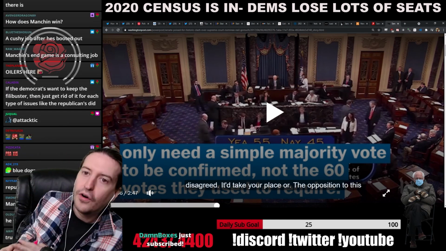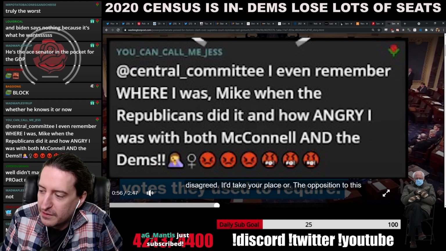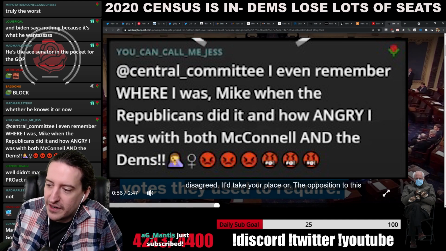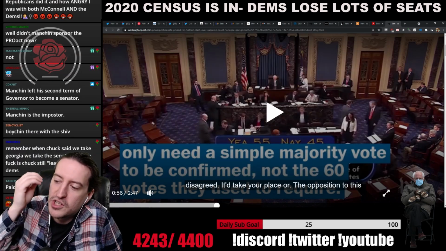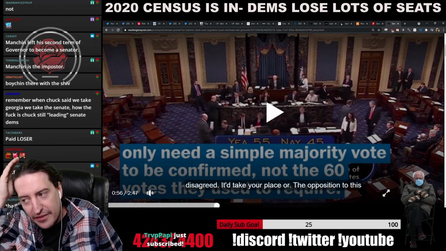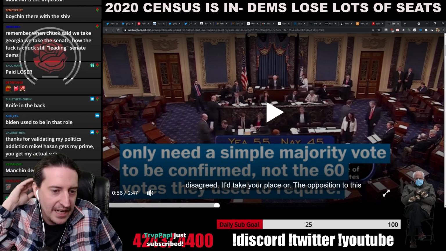That's his role. I even remember where I was, Mike, when the Republicans did it and how angry I was with both McConnell and the Dems. Well, you are a good politics frog. Remember when Chuck said we take Georgia, we take the Senate? How the fuck is Chuck still leading Senate Dems? They ain't doing shit.